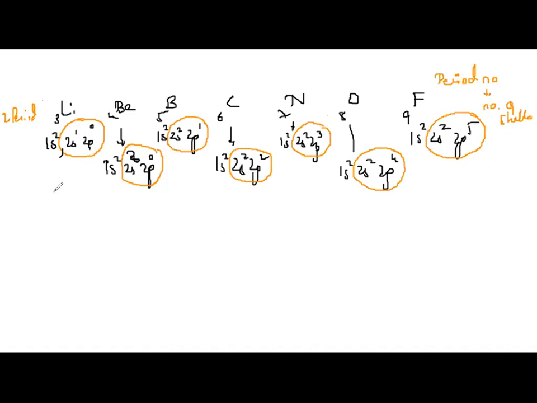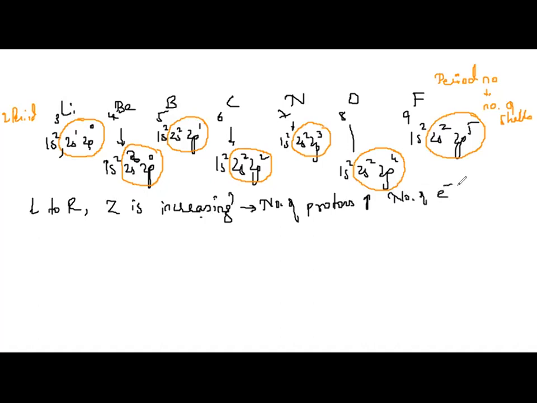So what does this mean? If you see here, when you move from left to right in the periodic table, atomic number is increasing, correct? This is the first point we are observing. What happens when atomic number increases? Z is atomic number, right? As atomic number increases, number of protons increase. You say, of course, teacher, if protons are increasing, electrons also increase. Yes, from 3 to 4, one proton increases and one electron also increases. But this is not my case.